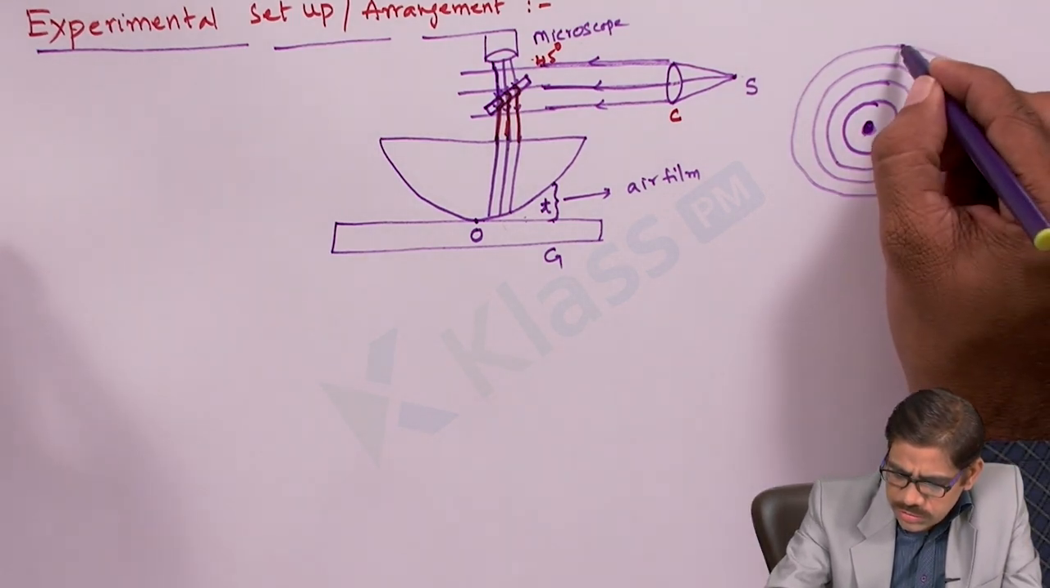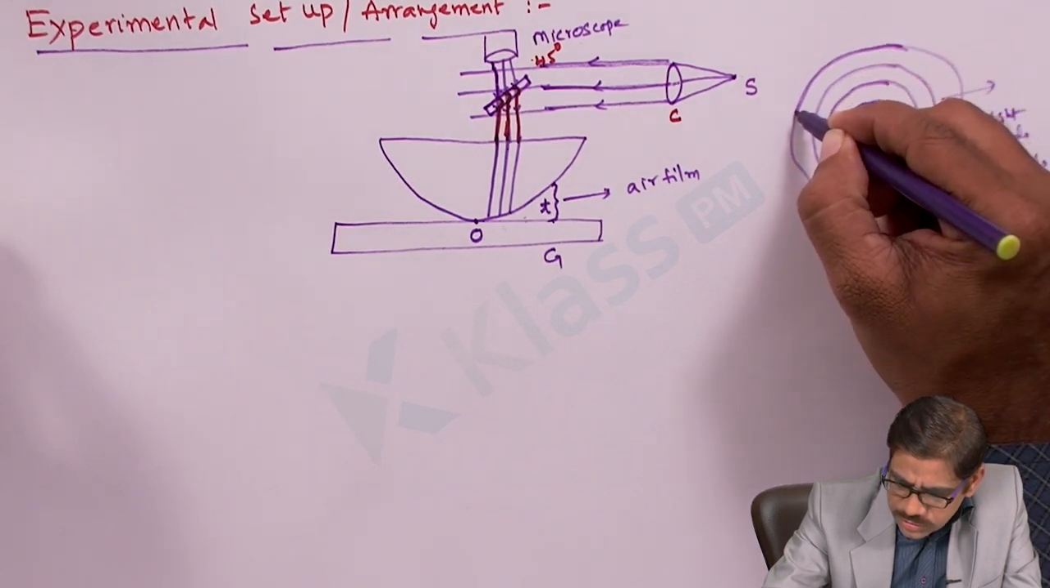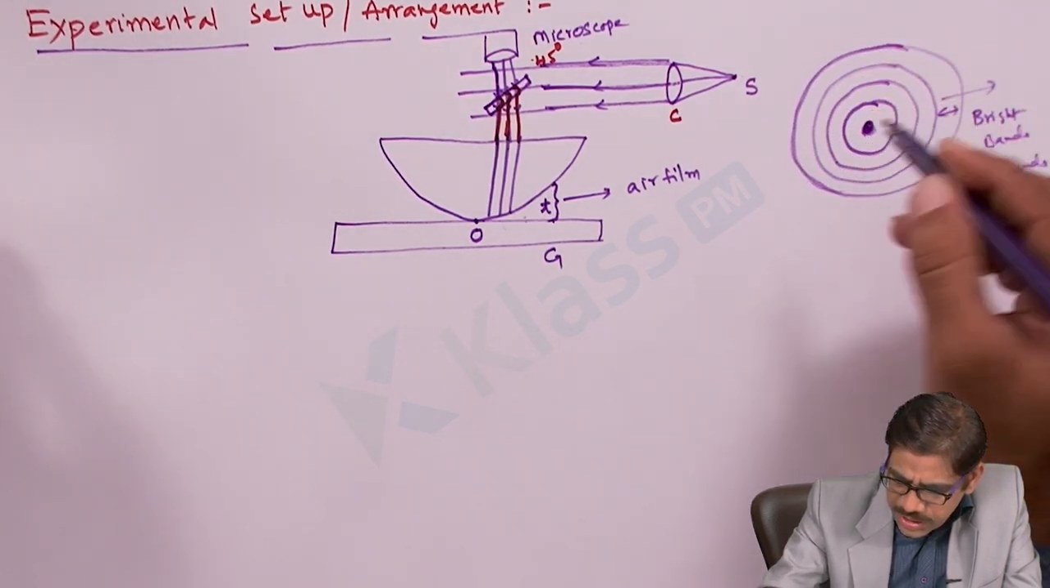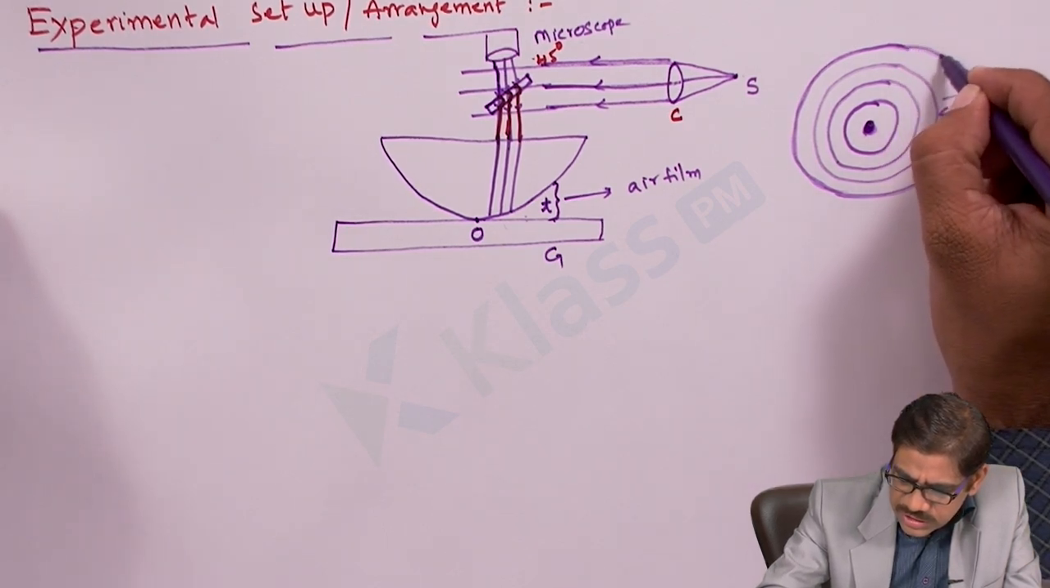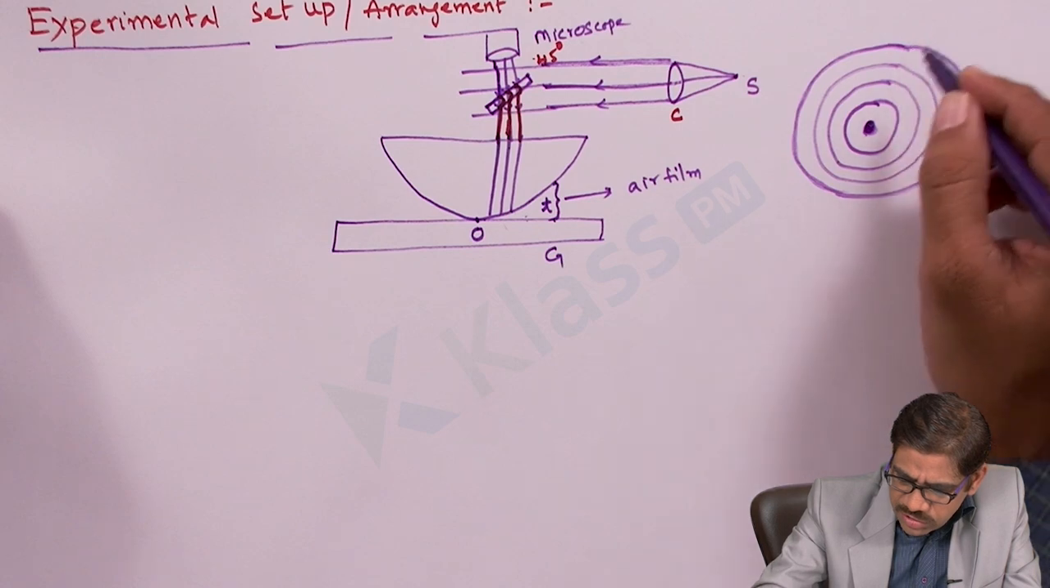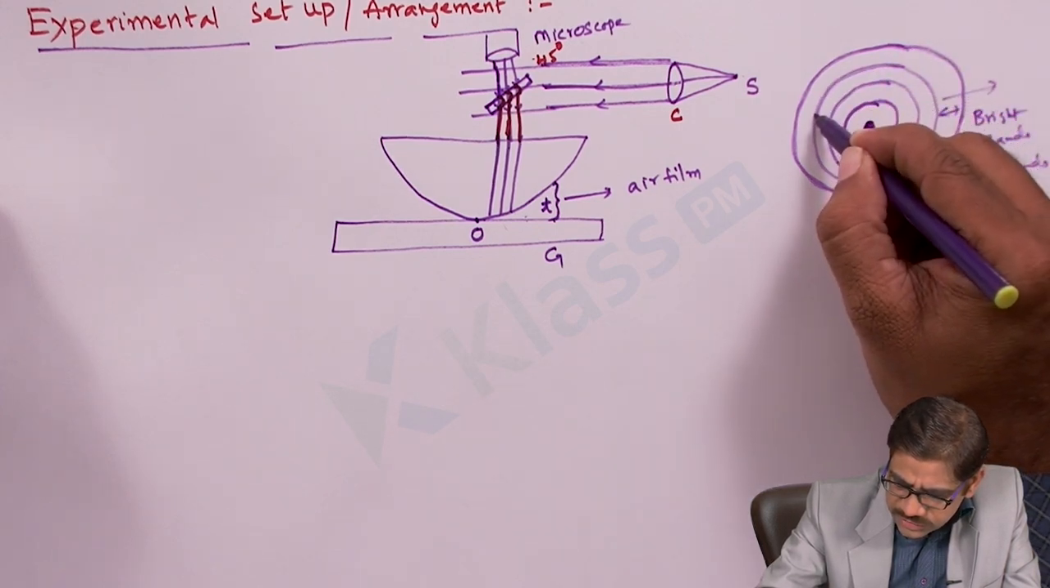Now this is how the pattern generally follows. These are called the Newton's rings.